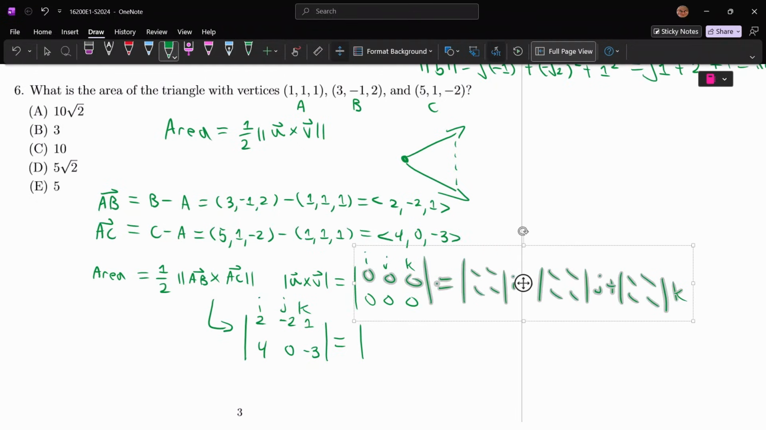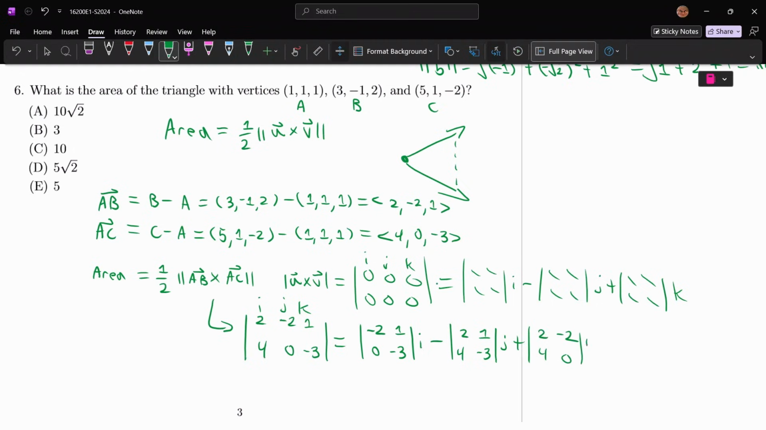So you're going to end up with something that looks like -2, 1, 0, and -3 times I, minus, for J, we're going to skip this column and use these 2 columns instead. So you're going to end up with 2, 1, 4, and -3 times J, plus K, skipping K here, we're going to use these 2 columns instead, and you're going to end up with 2, -2, 4, and 0 times K. Then all we have to do is take these determinants and then split up the equation into vector form.